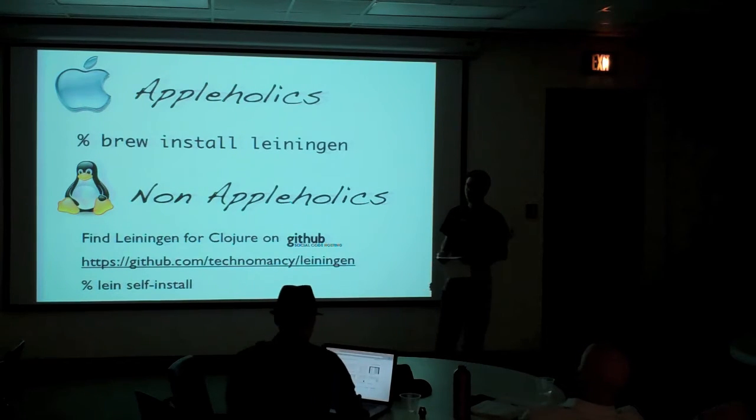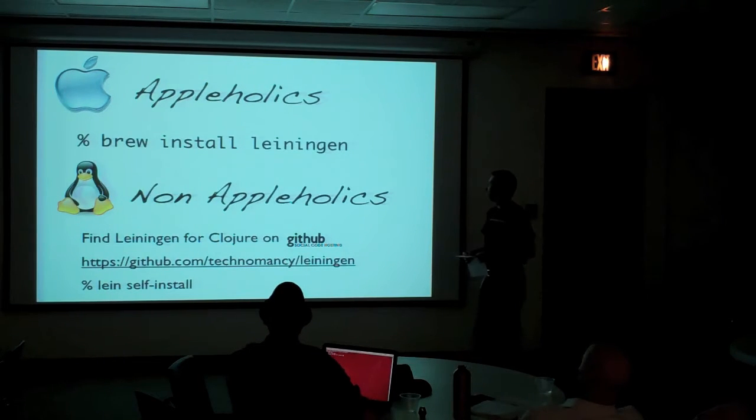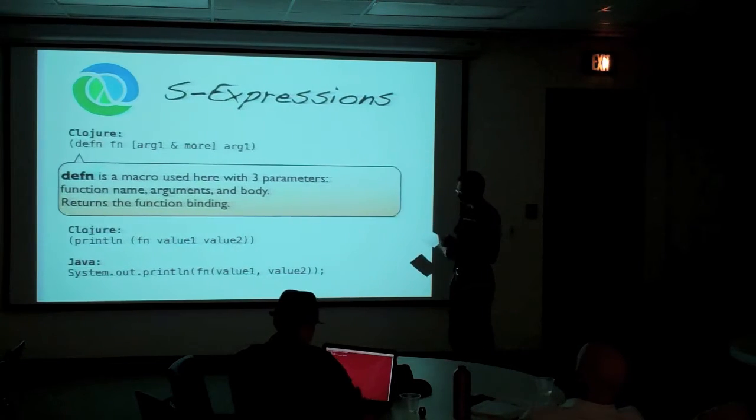Apple-holics can install Leiningen via Homebrew. If you don't like the brew, or for some reason you don't like Apple, you can get Leiningen directly from GitHub. Just download the script and run self-install.